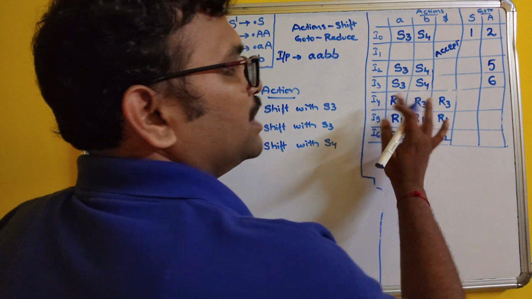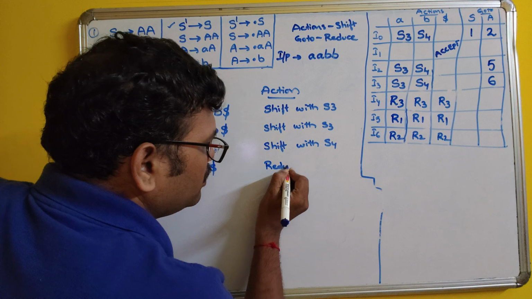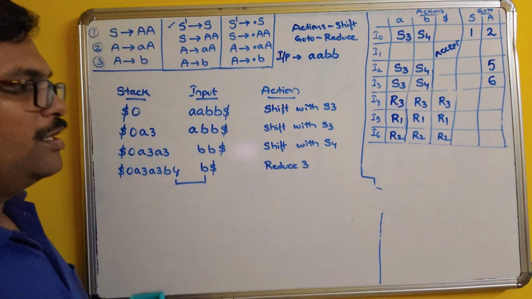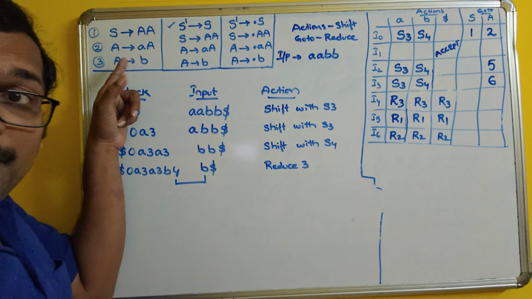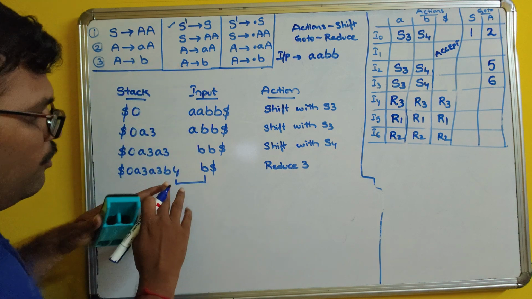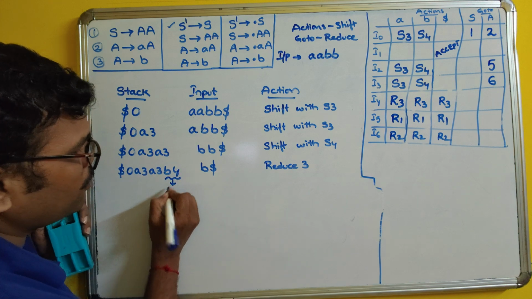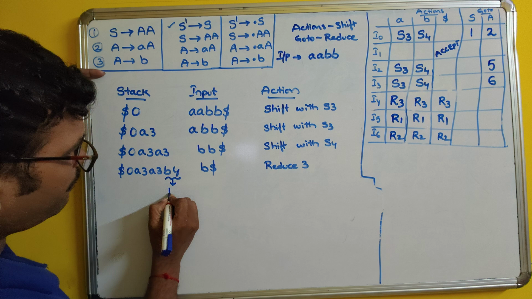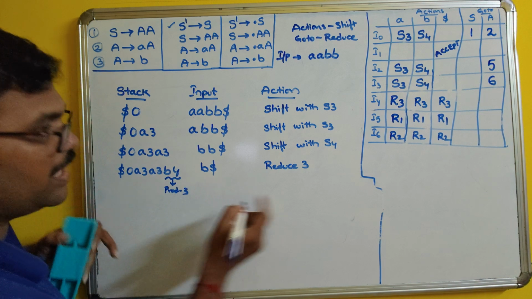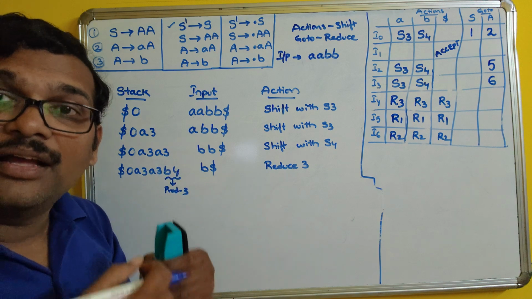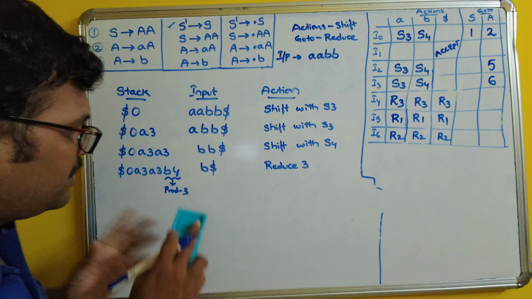4 with B. See, 4 with B. Now it is a reduce 3. So reduce 3. What is the 3 here? A tends to B. Here 3 means a production, A tends to B. Now we have to replace this B4 with production 3. That means a reduce. That means we are reducing the stack using the productions. We are applying the productions to the stack value.